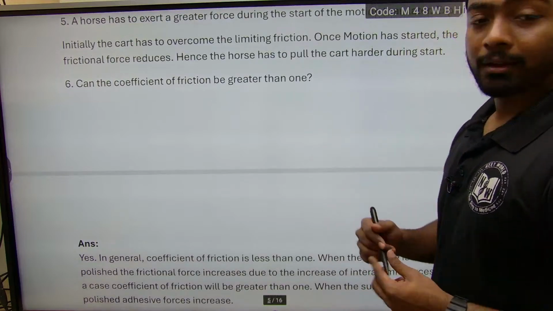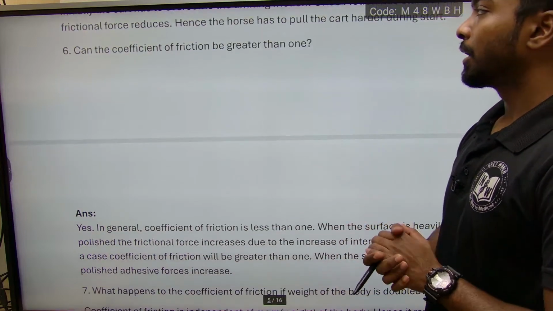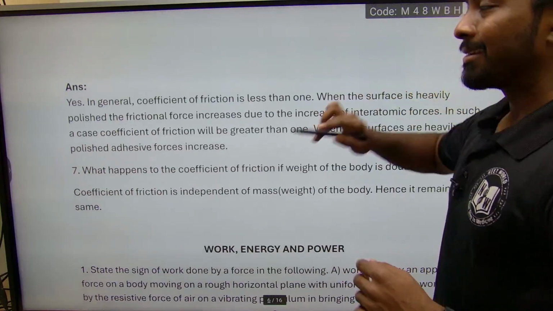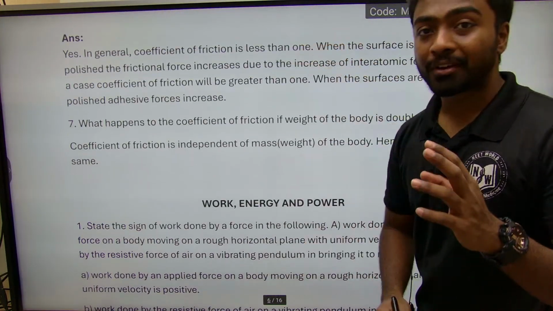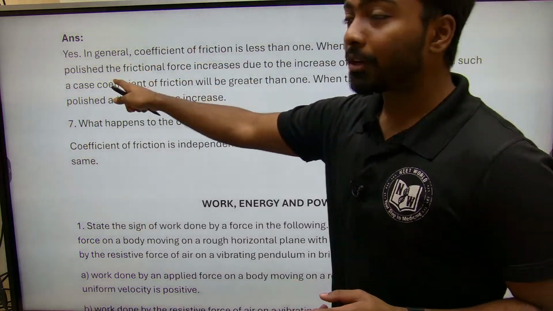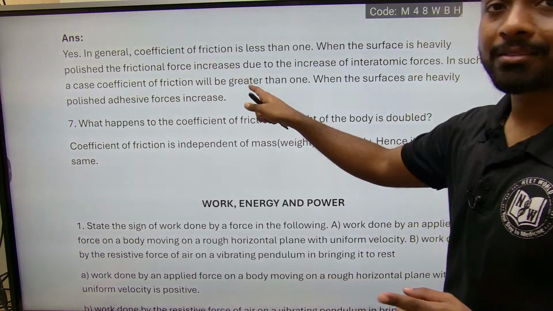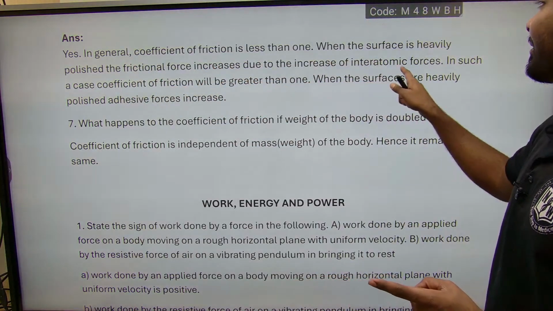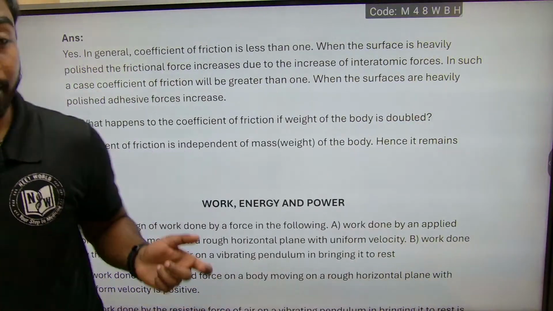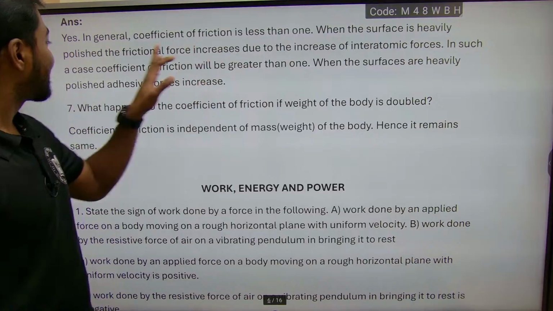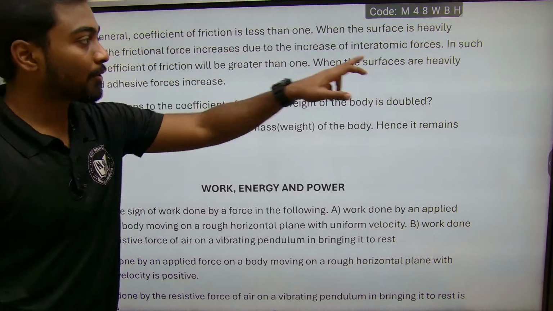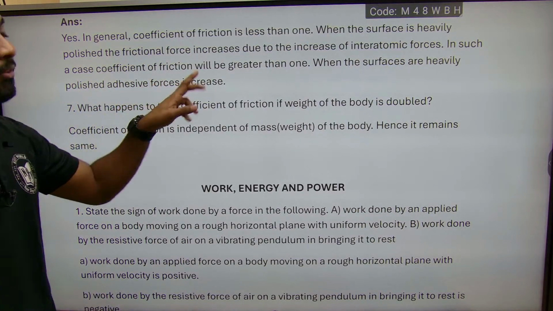Can the coefficient of friction be greater than 1? Yes. In general, the coefficient of friction is less than 1. When the surface is heavily polished, the frictional force increases due to the increase in interatomic forces. In such a case, the coefficient of friction will be greater than 1. So when the surfaces are heavily polished, the adhesive force increases.